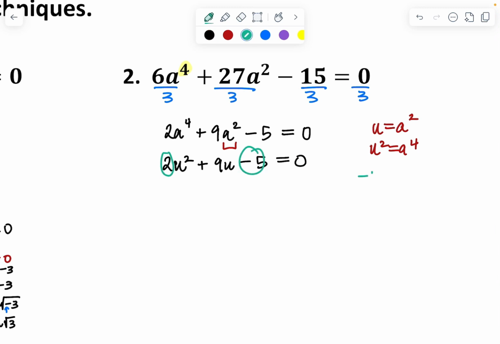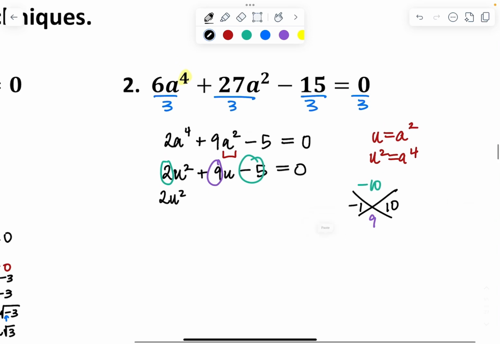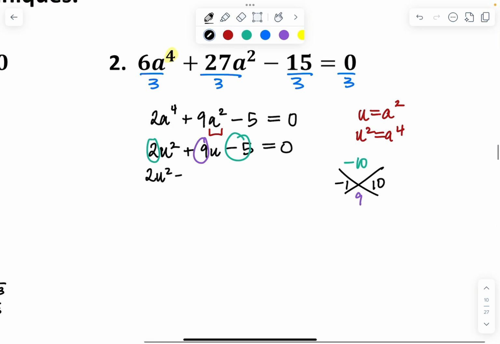A times c is negative 10. So I need two numbers that multiply to negative 10, but add to the middle number 9. So in this case, those numbers are negative 1 and positive 10. And so we split the middle with those numbers. I'm going to put the minus 1 first. Doesn't matter which order. And then the plus 10. Still using the variable u.